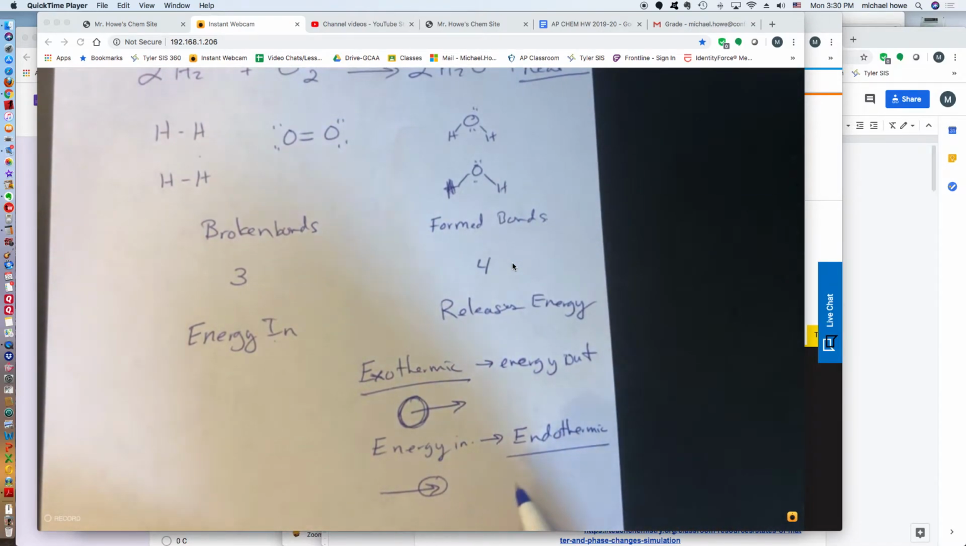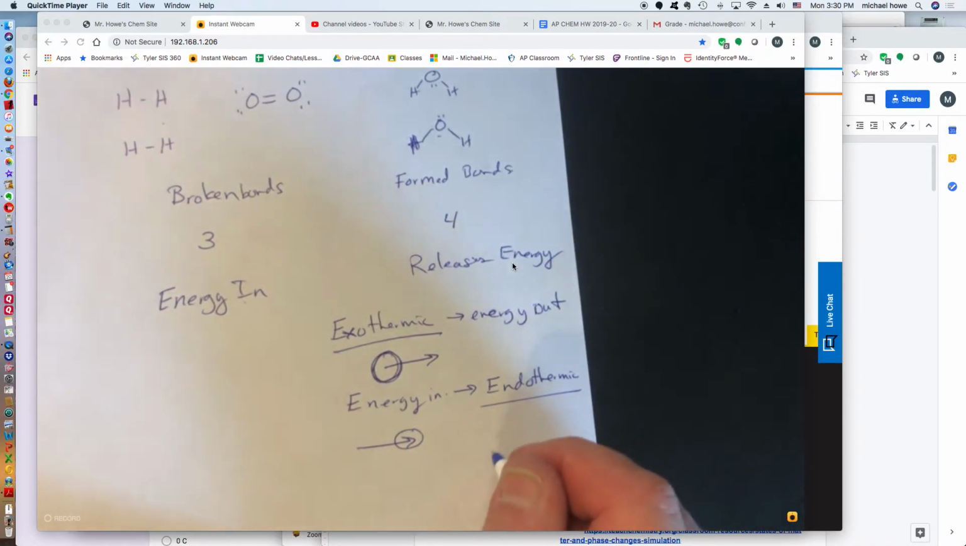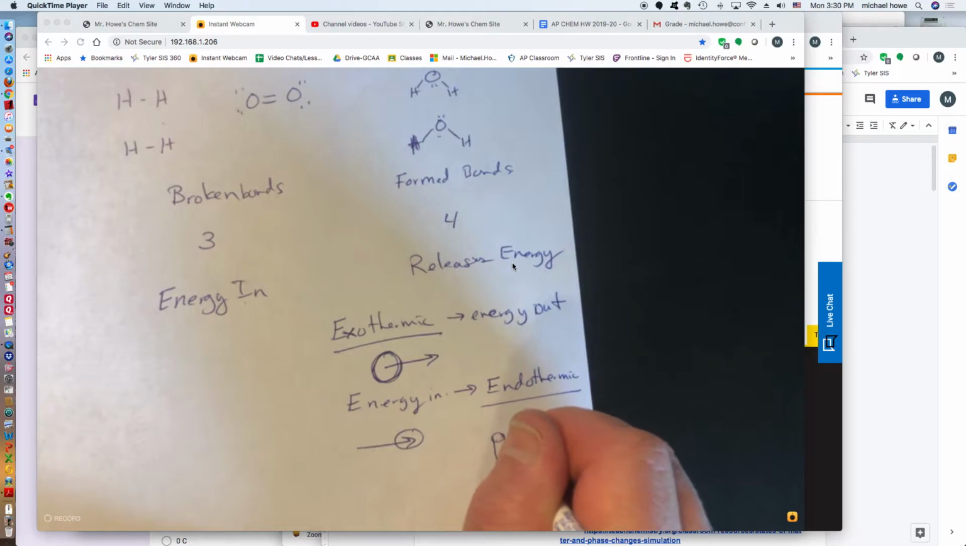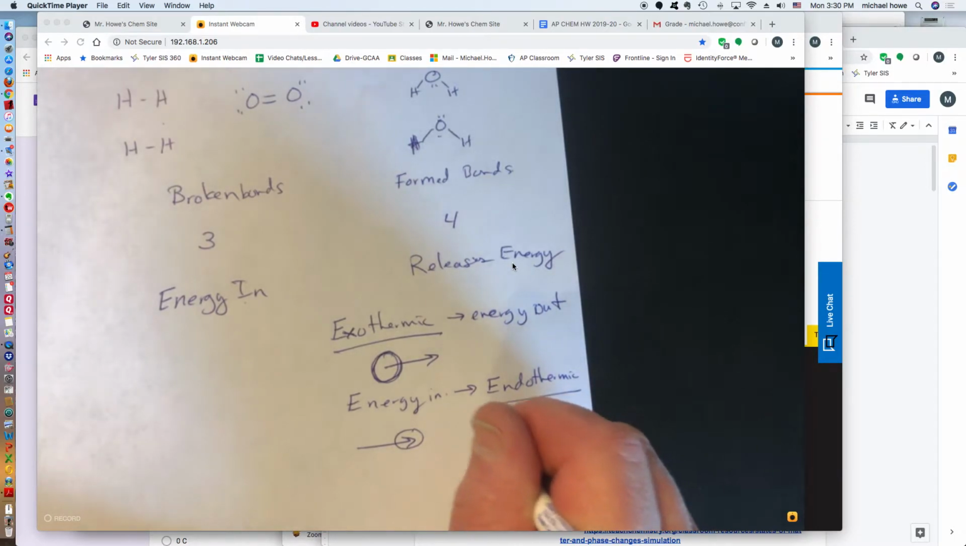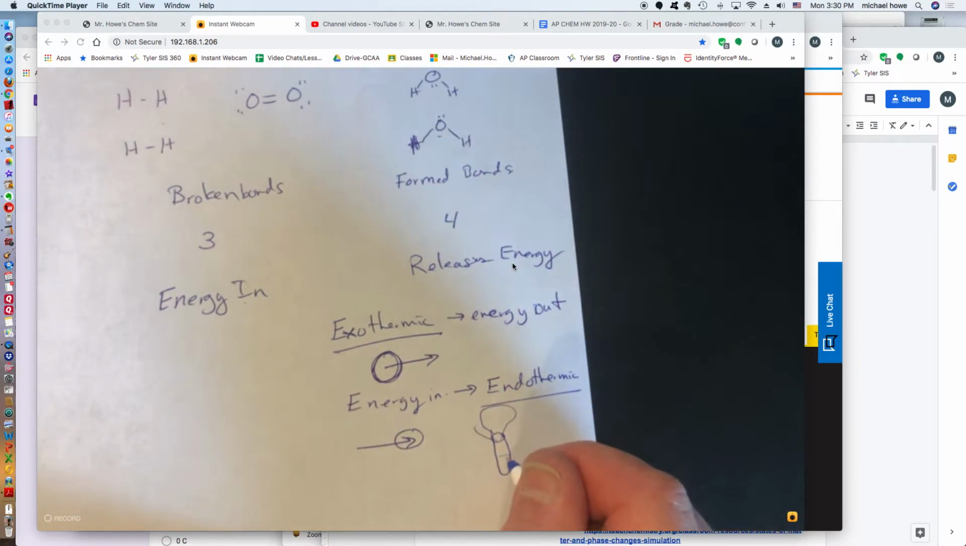Endothermic means energy in. An example of this that you might remember of an endothermic reaction, one day I had a series of test tubes set up like this. I had a balloon sitting on top of the test tube. I put some baking soda in a balloon, put the baking soda down into this acid, and the balloon got bigger. There you go, like that. And I had some of you feel the test tube. The test tube felt cold.